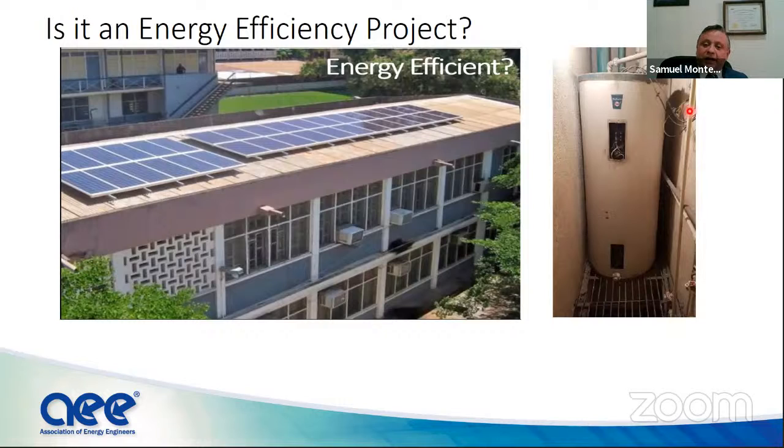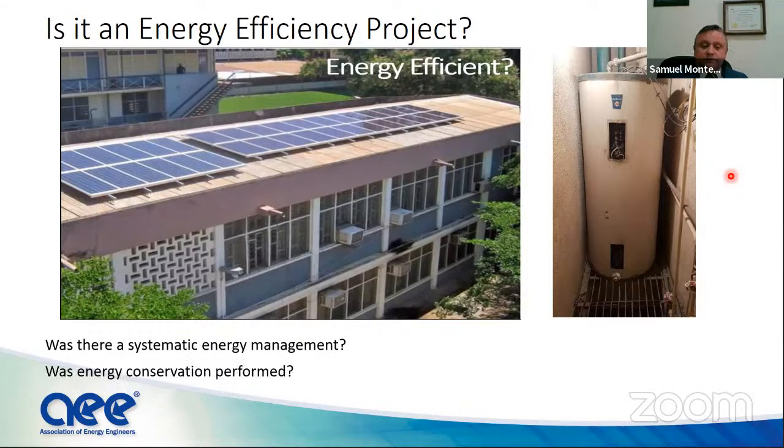There's an electrical water heater. Another question is, was there systematic energy management? Was there energy conservation performance? Before installing the PV, we can change this heater for a thermal solar one, and we change this air conditioner. The consumption for this air conditioner is 1 kilowatt hour. It is so much.